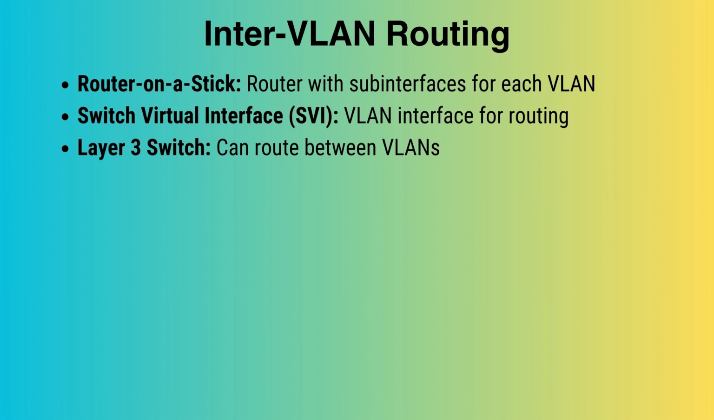Understanding inter-VLAN routing, including router on a stick, SVIs, and Layer 3 switching, is essential for enabling efficient communication across segmented networks. Effective inter-VLAN routing ensures seamless connectivity within an organization, allowing different departments or user groups to communicate securely and efficiently, while maintaining network segmentation for security and performance.